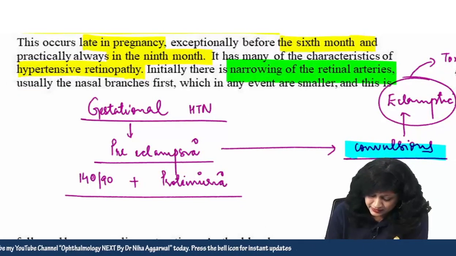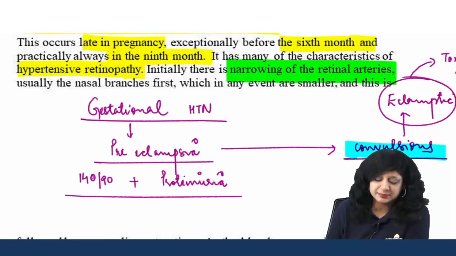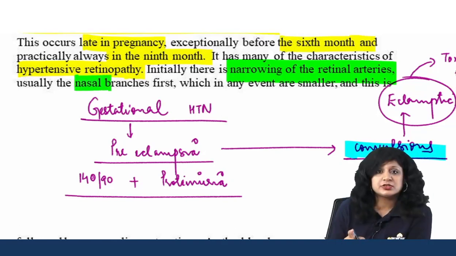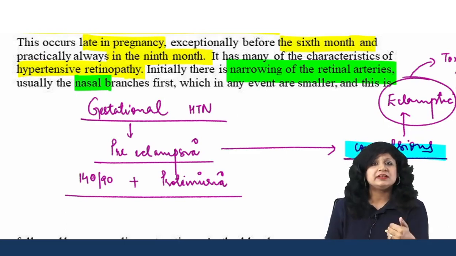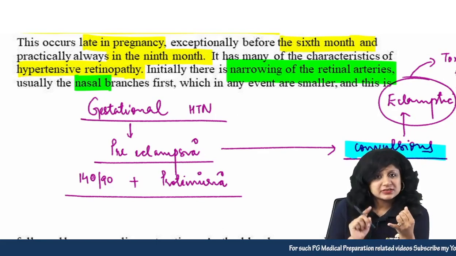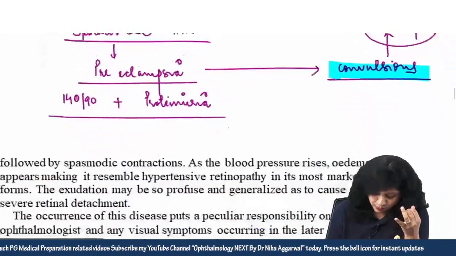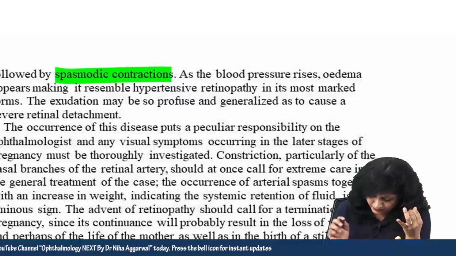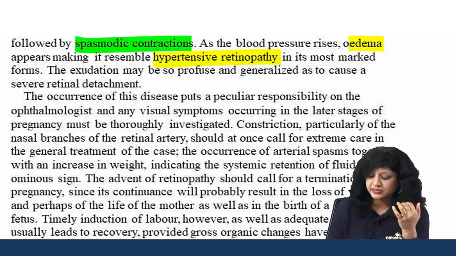Alright, so if you go by the changes of hypertension only, we will have narrowing and swelling of the retinal arterioles. We know that angiospasm is one of the earliest changes that we have in hypertension, and it is a nasal angiospasm. If you remember your notes also, always first read your notes and then go by the textbook, so that it becomes easier to comprehend the language of the book here. So you have the nasal angiospasm, the similar thing they are saying, and this is followed by spasmodic contractions. Now what they are saying is, as the BP rises, edema appears, making it resemble hypertensive retinopathy in its most marked forms.